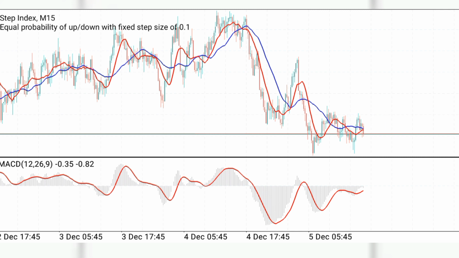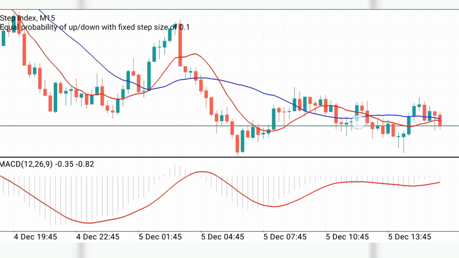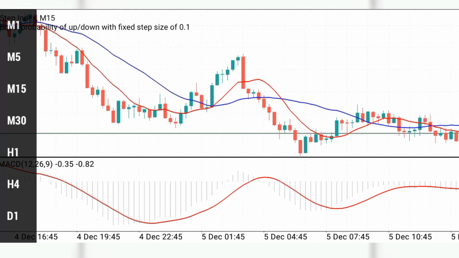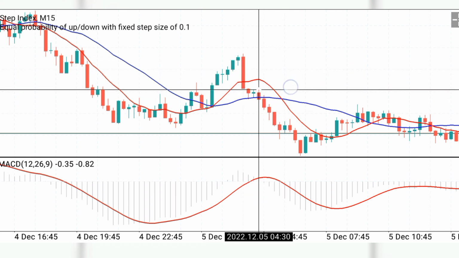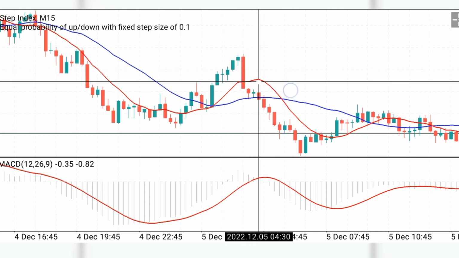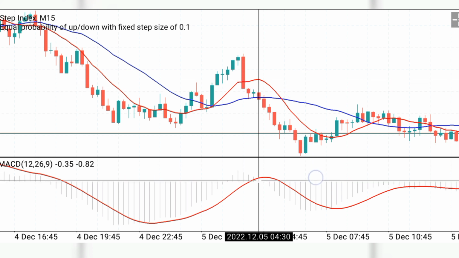Now in a bullish structure, the red one will be above the blue one, and in a bearish structure, the blue one will be above the red one. Now anytime you have a cross of this area like this, anytime you have a cross, that is your signal to go short. If you want your confirmation, you have to look at your MACD.